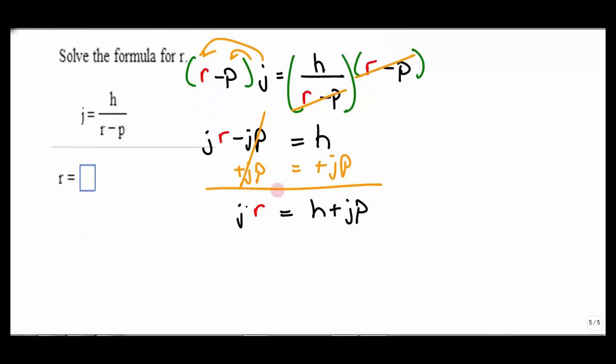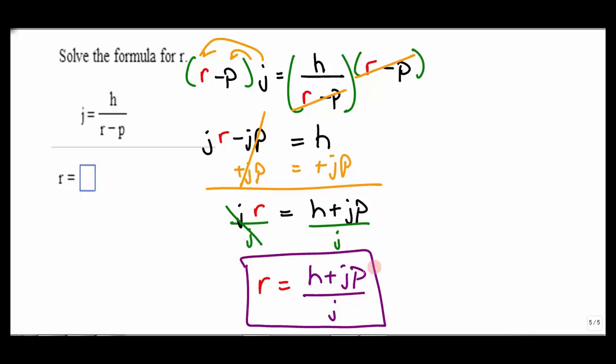Again, we're trying to solve for r, so my final step would be to divide both sides through by j. Whatever you do to one side, you do to the other. And my final solution here would be lowercase r equals h plus jp all over j. And again, if it's upper or lower case is important, so make sure you note those.